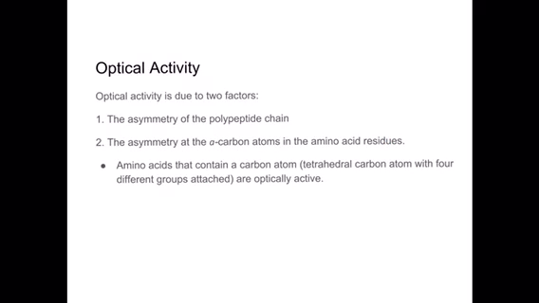So optical activity. Optical activity is due to two factors. First, the asymmetry of the polypeptide chain, and second, the asymmetry of the alpha carbon atoms in the amino acid residues. So to simplify that, amino acids that contain a tetrahedral carbon atom with 4 different groups attached are considered optically active.